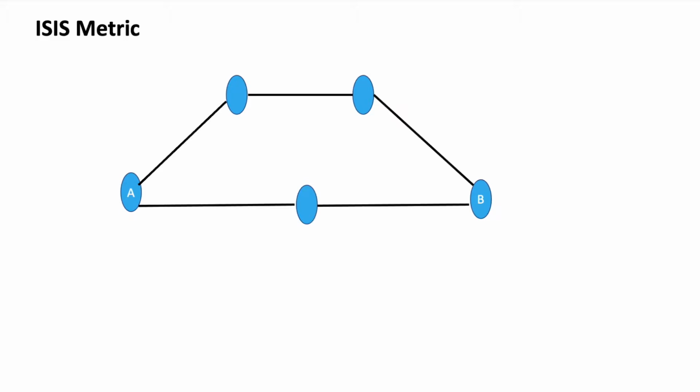We know that ISIS uses SPF to calculate the best path between point A and point B. In ISIS, we don't have different metric for different links. For example, 10 gig and fast Ethernet will have same default metric in ISIS, which is 10 for all the links. So in the given network, if we have two paths, then the shortest path will be the one with the lowest number of links. Speed of the link simply doesn't matter here.